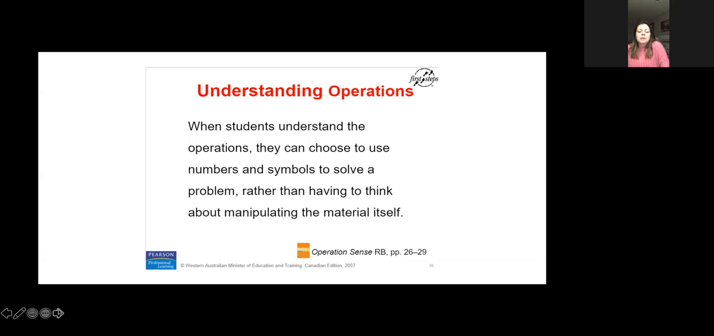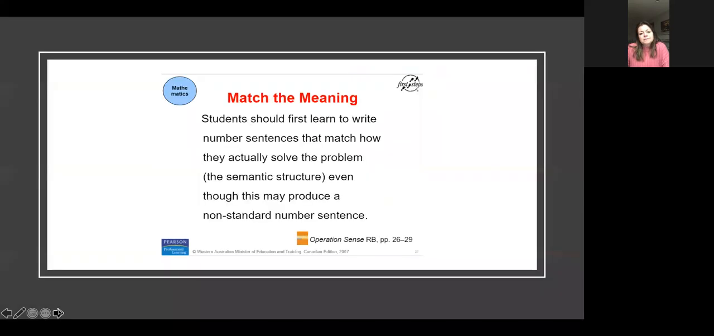Nice. So when our students understand operations, they choose to use numbers and symbols to solve a problem rather than having to think about manipulating the material itself. You can flip on to the next one. Students should first learn to write number sentences that match how they actually solve the problem. So thinking about the semantic structure of the situation, even though this may produce a non-standard number sentence.